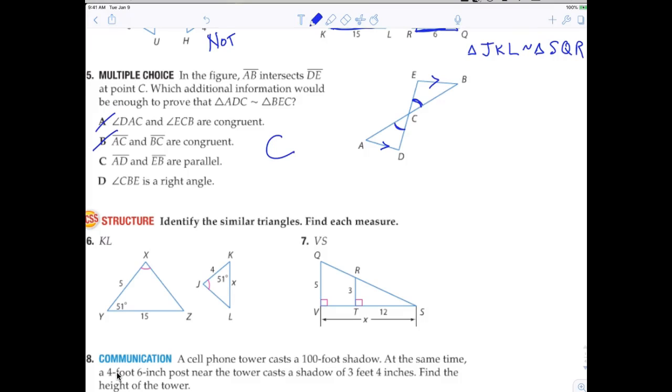Why couldn't it be, say, B? BC equals CE. Where does it say DC is equal to? AB intersects DE. It says AB intersects, not bisects. Yeah, not bisects. Agree with that now?